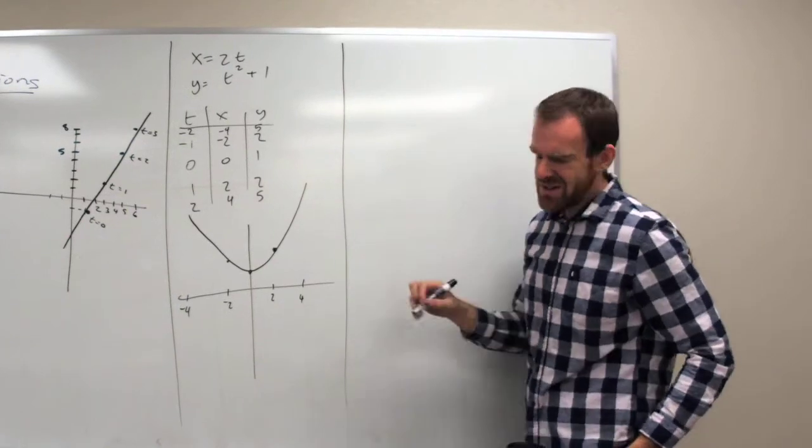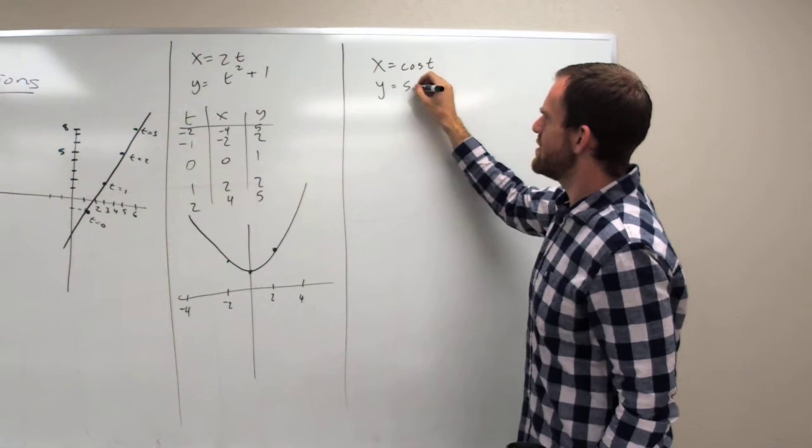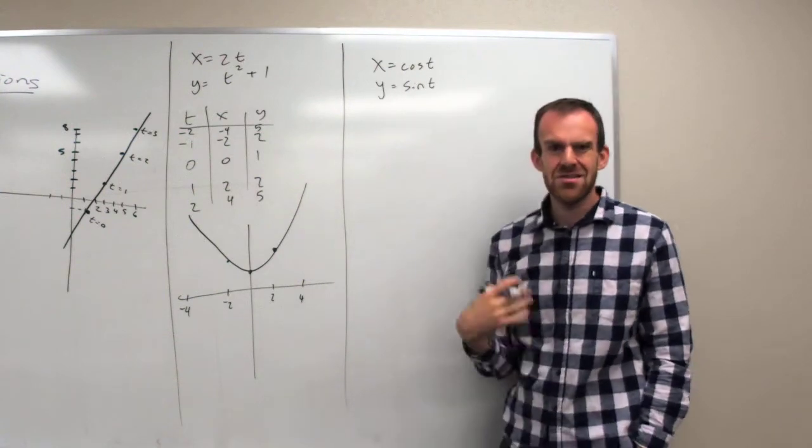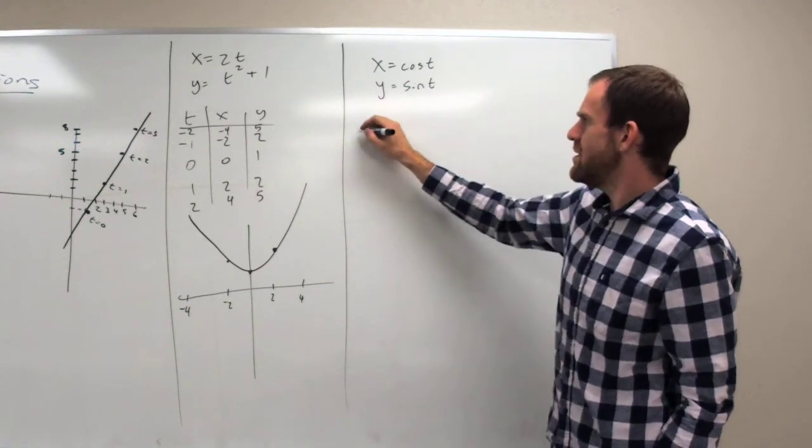Now let's go to an interesting one. X equals cosine of t, and y equals sine of t. Since these are sines and cosines, I'm going to pick meaningful values of t.